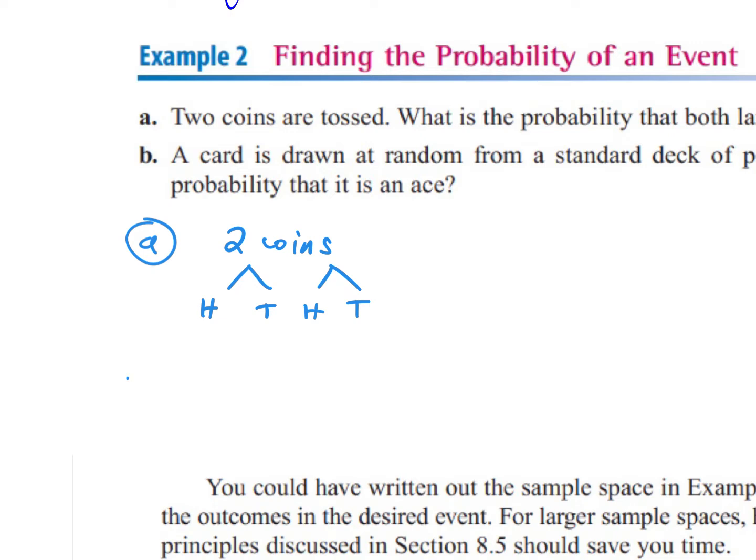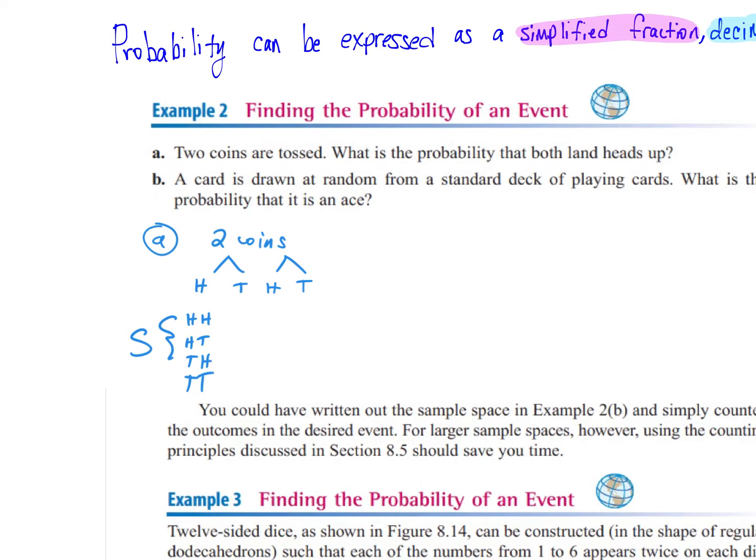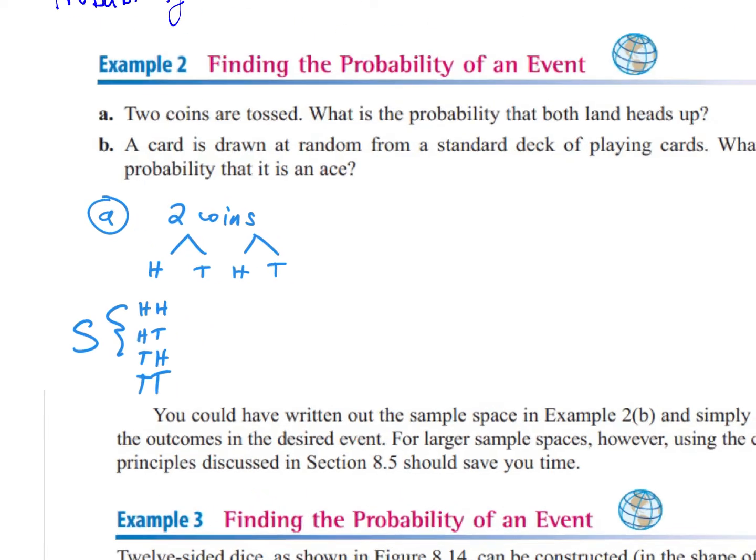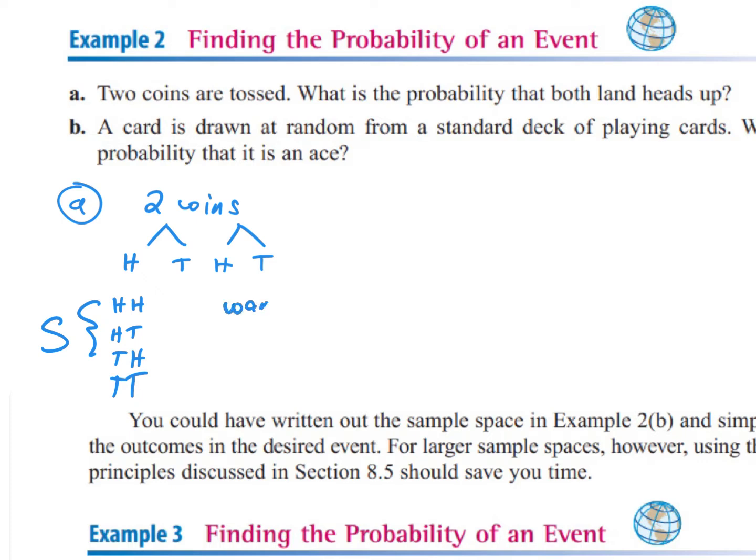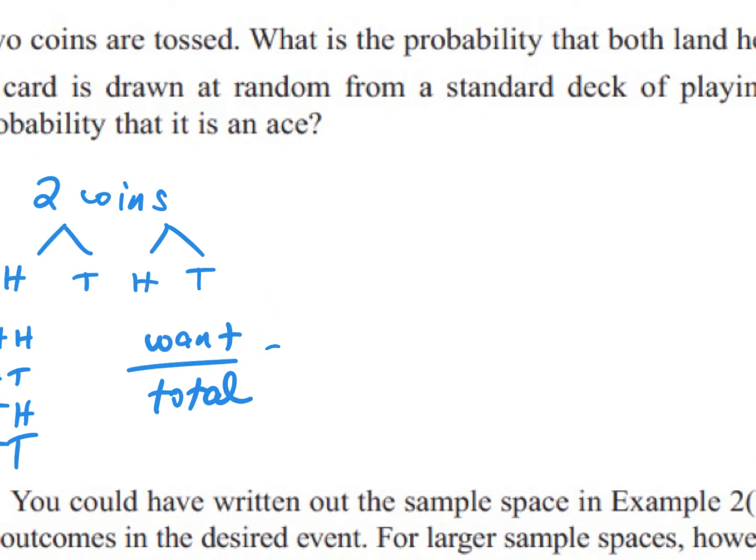All right, so let's look at our sample space. What could possibly occur when I flip my two coins? I could have a head and a head, I could have a head and a tails, I could have a tails and a head, and I can have two tails, correct? Yes? Okay, so the question says, what is the probability that both land heads up? What is probability again? It's want over total. What do we want to happen? We want a double heads, right? We want two heads.